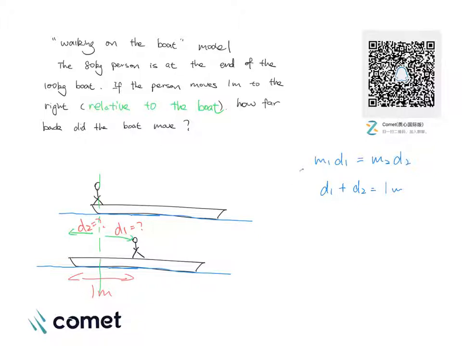We combine these two equations. Both m1 and m2 are known. m1 is 80 kilogram and m2 is 100 kilogram. Then we can solve the equation. Got d2 equals 0.44 meter.